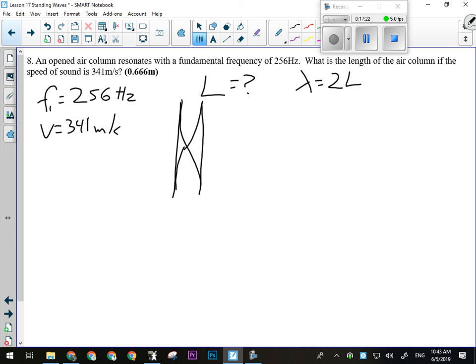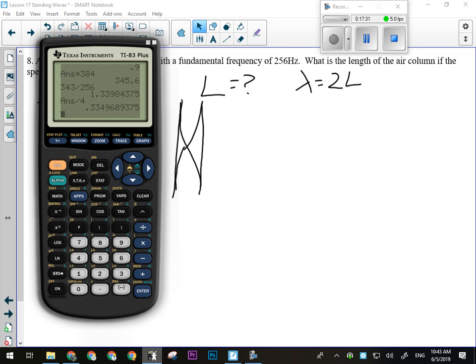Can I do basically the same thing I did the last time? Yeah. First thing I want to do is find lambda. Lambda equals V over F, so 341 divided by 256. It's again 1.33. Now I'm going to find the length, so I'm going to divide the wavelength by 2 instead of 4. I get 0.666 meters for the length of the tube. Okay on that question?